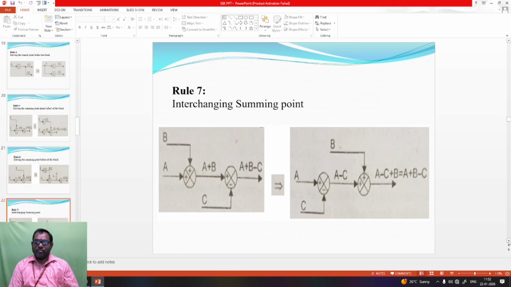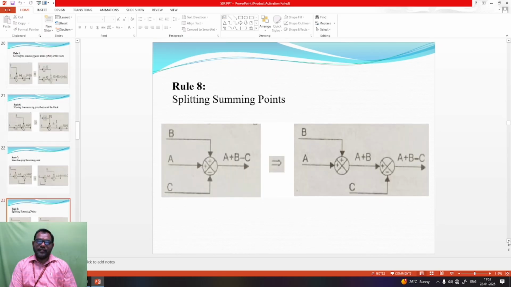After interchanging the summing point, we get the same output, A plus B minus C. Here, on the right hand side, A and C are the inputs of the first summing point, and A minus C and B are the inputs of the second summing point. Then the total output is equal to A plus B minus C. So in both cases the output will be the same after interchanging the summing point. So this is rule number 7.